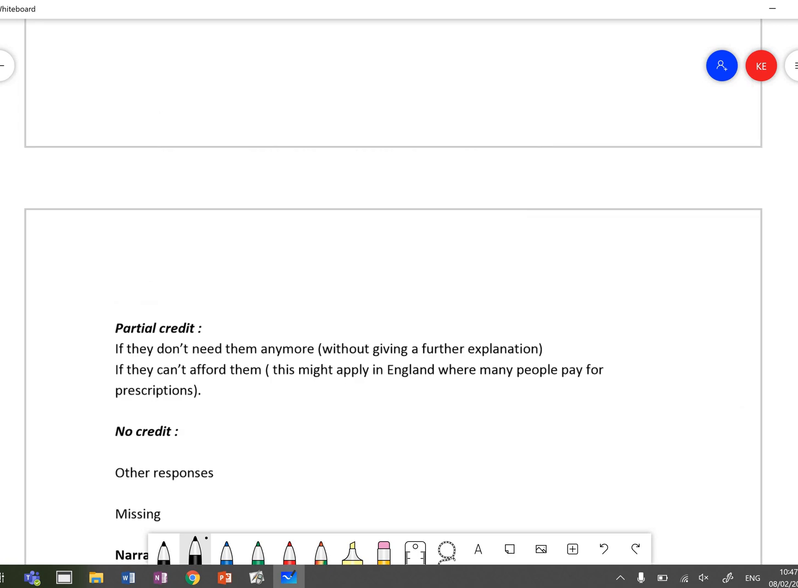You can have partial credit for this question, though, if you say that maybe they don't need them anymore without giving any sort of further detail, or if you said they can't afford them, and that would only really apply in England, not Wales, where people have to pay for their prescriptions.